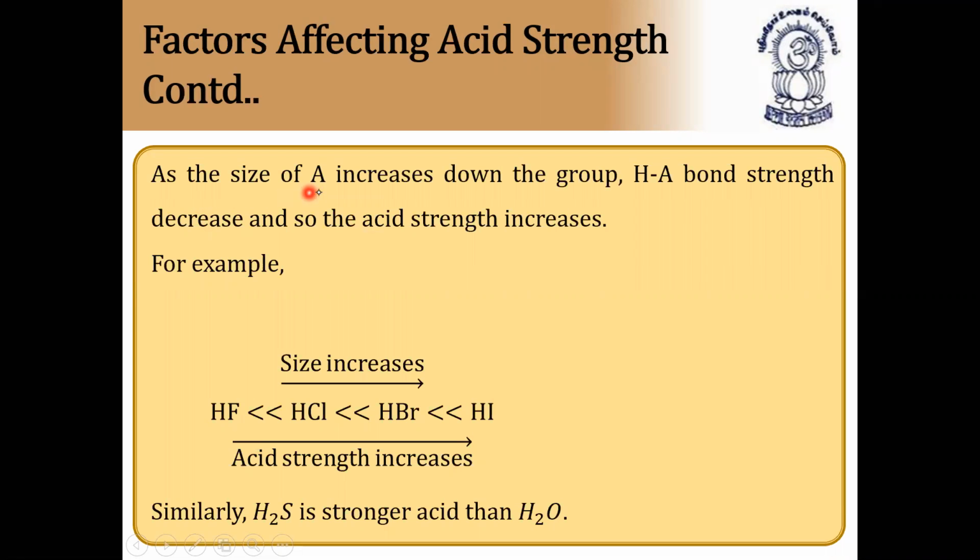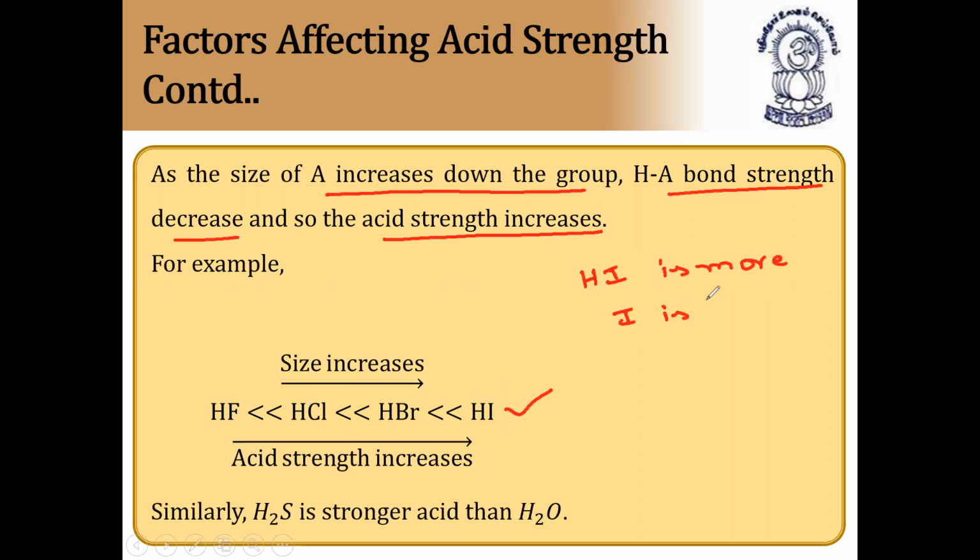As the size of A increases down the group in HA, for example, if you take hydrogen fluoride, HCl, HBr, and HI, as the size of A increases down the group, the HA bond strength decreases and also the acidic strength increases. So among hydrogen fluoride, hydrogen chloride, hydrogen bromide, and hydrogen iodide, hydrogen iodide is more acidic because the size of A is increasing; iodine is bigger in size. So HI is more acidic since iodine is bigger in size.